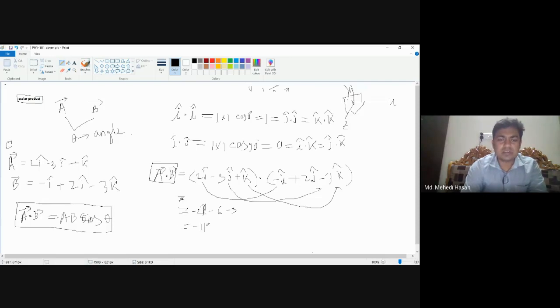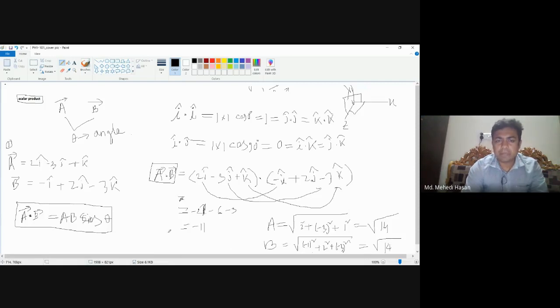Okay, so this is the procedure to find the dot product of two vectors. And the magnitude of vector a is equal to root over 2 square plus minus 3 square plus 1 square, which is equal to root over 14, and the magnitude of vector b is equal to root over minus 1 square plus 2 square plus minus 3 square. Then this is also the same answer, root over 14.